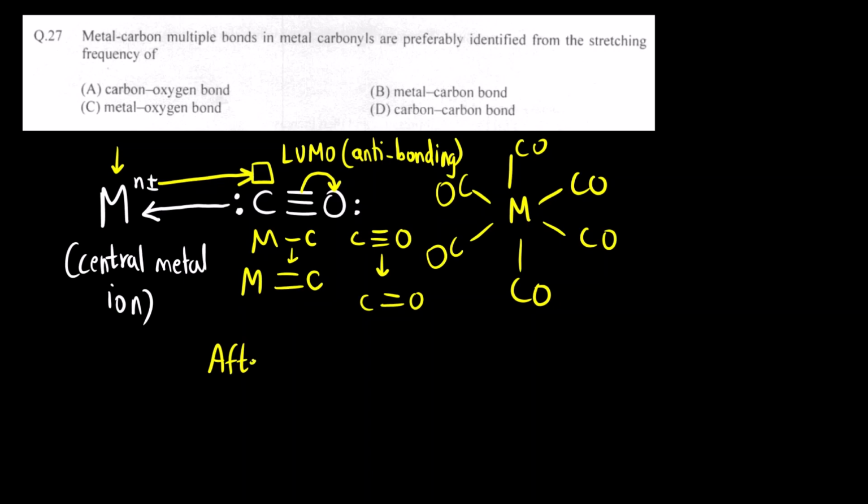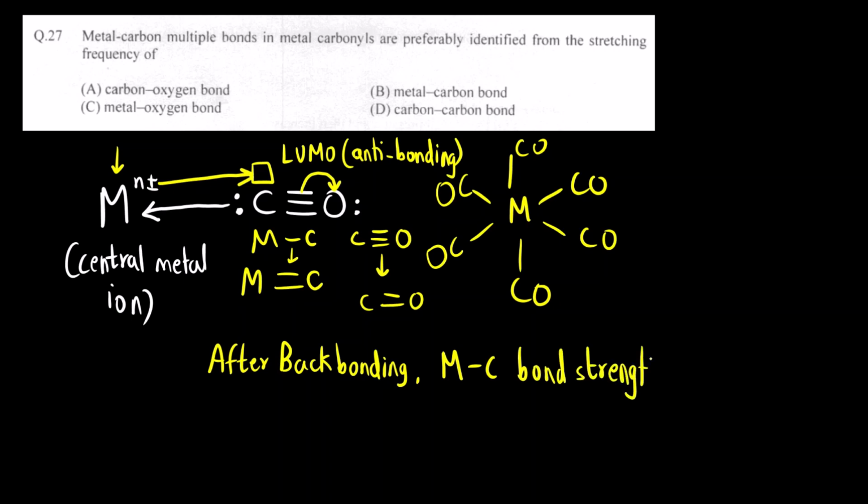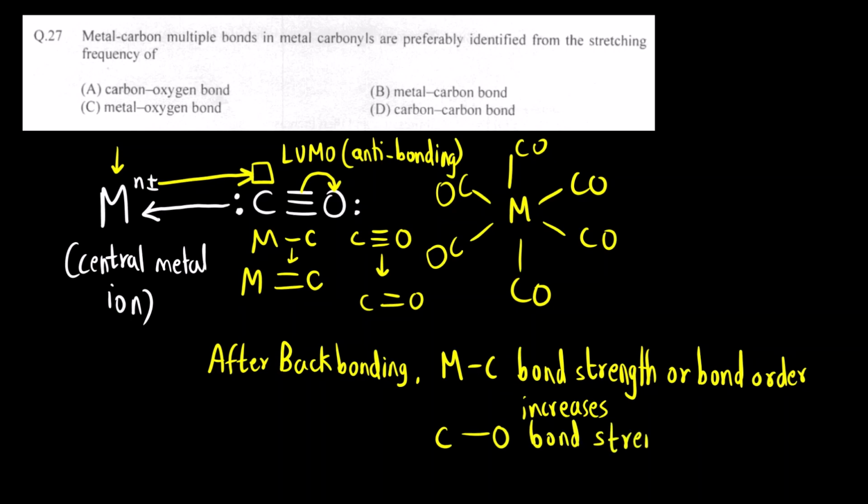So after back bonding, what happens? Okay, this concept is very important. After back bonding, the metal carbon bond strength or bond order increases, and the carbon oxygen bond strength or bond order decreases.